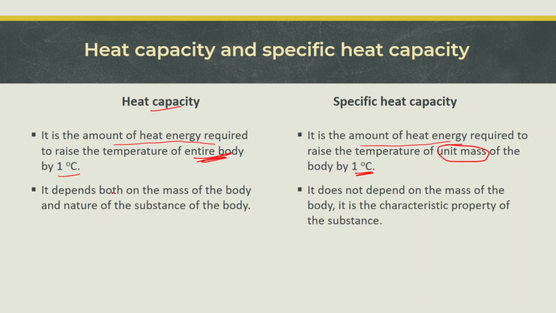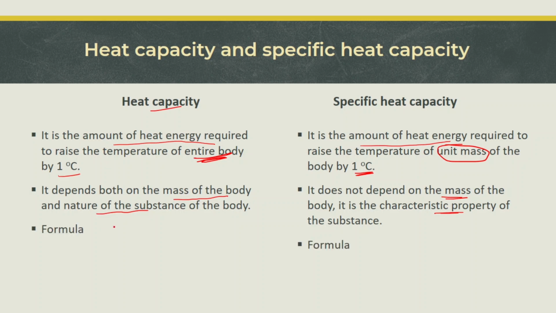Second, heat capacity depends on the mass of the body. Higher the mass, more is the heat required, and it also depends on the nature of the substance of the body. Specific heat capacity does not depend on the mass, it is the property of the substance. So its value will vary from substance to substance. So you will have different specific heat capacity for copper, for steel, for iron, for other metals, for non-metals, for water, and everything else.